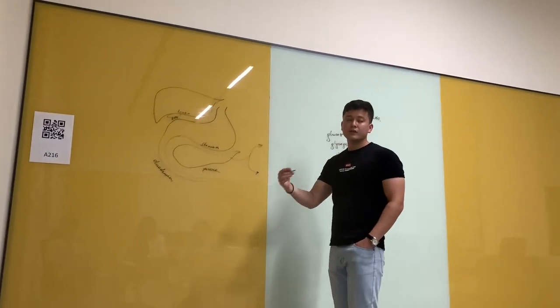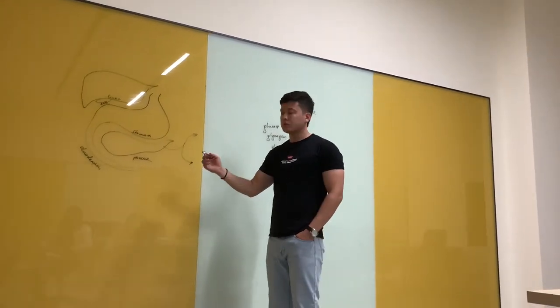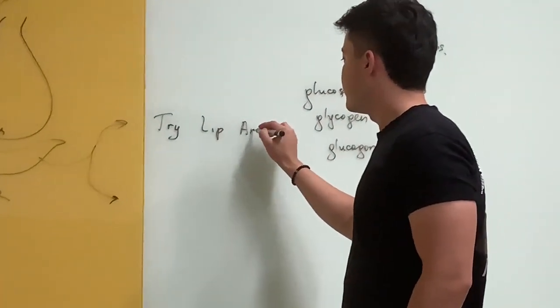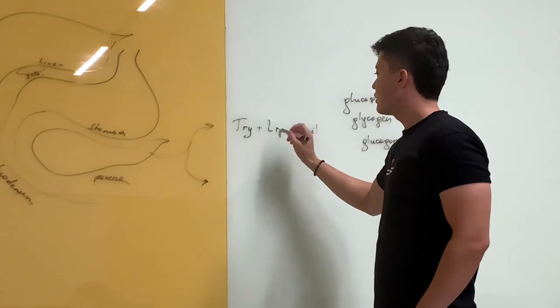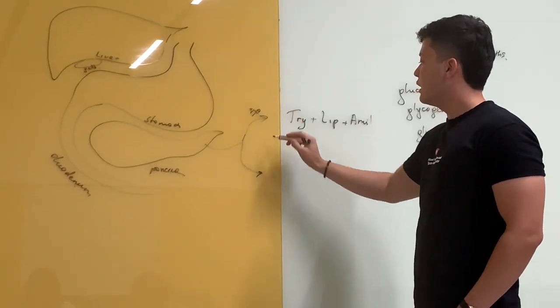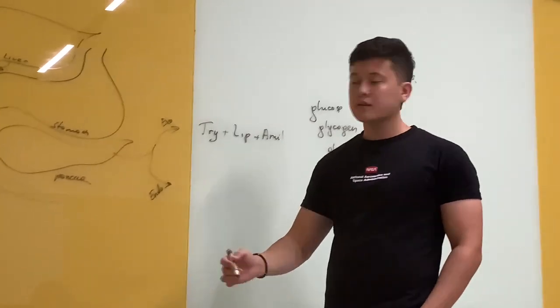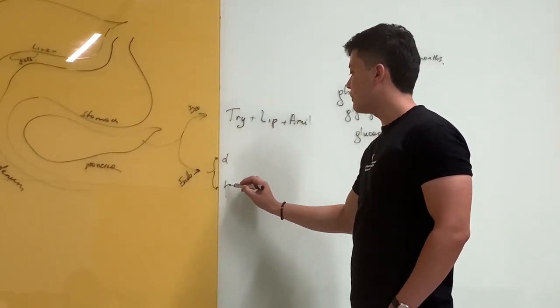The exocrine function of the pancreas was to produce trypsin, lipase, and amylase. This is the exocrine function. And we have endocrine function. Endocrine function was alpha cells and the beta cells. Cool? Do you remember? We have alpha and beta cells.